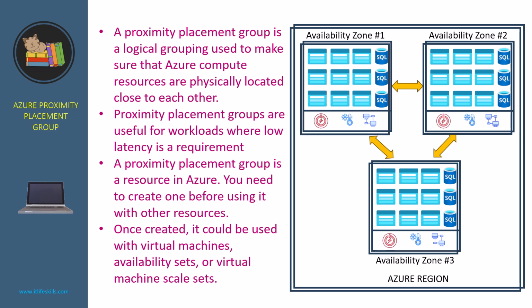So in our example, we first need to create a proximity placement group and put it in zone 3, for example. Then we create the first VM and associate it with the placement group, and the VM will stay in zone 3. Now we create the second VM and associate it with the same placement group. Then the VM will stay in zone 3 and very close to the first VM. Finally, we create the third VM and associate it with the same placement group, and the VM will stay in zone 3 and close to the other two VMs.